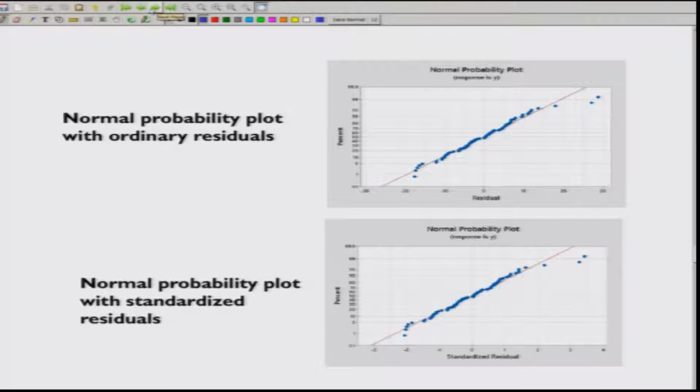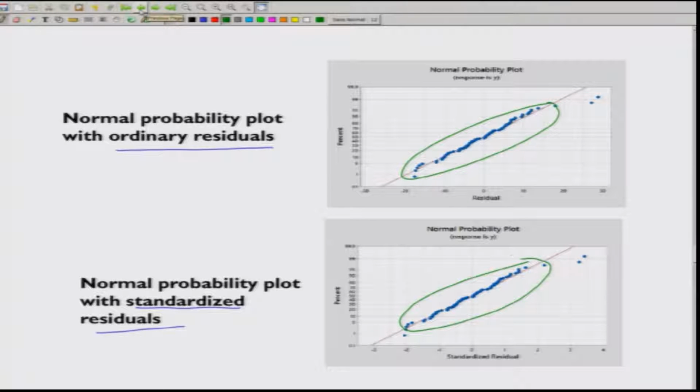A stronger conclusion can be obtained from the normal probability plot, and this normal probability plot is plotted here for the ordinary residuals and for the standardized residuals. And one can see here that all the points are lying mostly around the straight line, right. So one can conclude here that the observations are coming from a normal population.